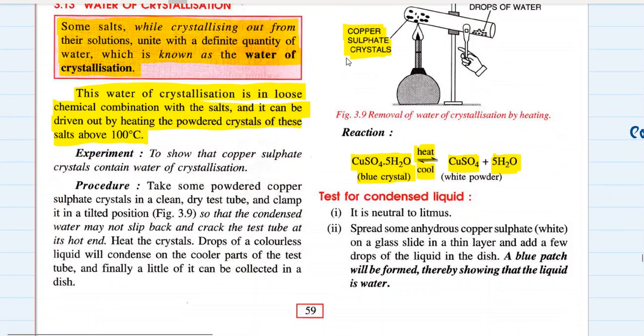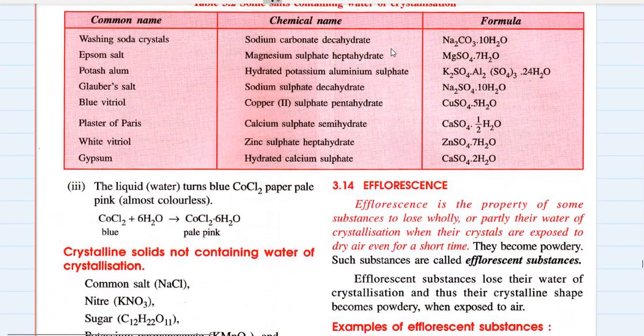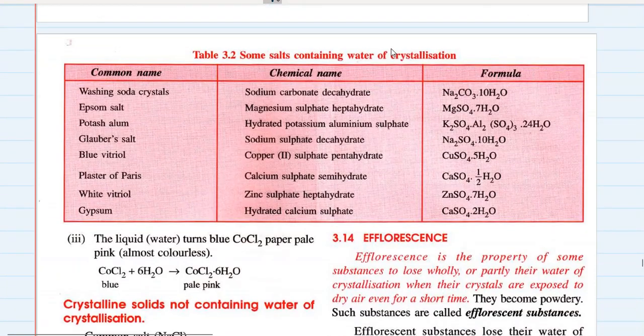Now see, water of crystallization has been collected here in the form of drops. If you add these drops back to any amorphous or dehydrated salt, they will make this salt hydrated again. They will make this salt regain its crystalline shape and its peculiar color. So it shows that the liquid is water.